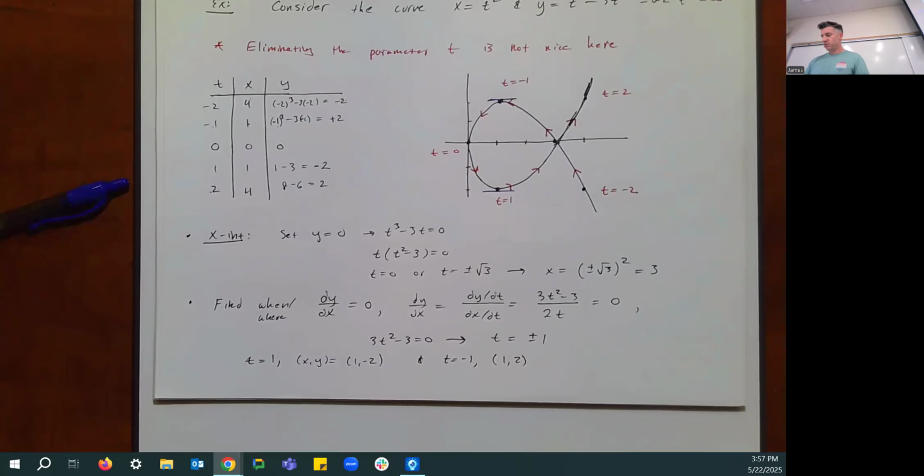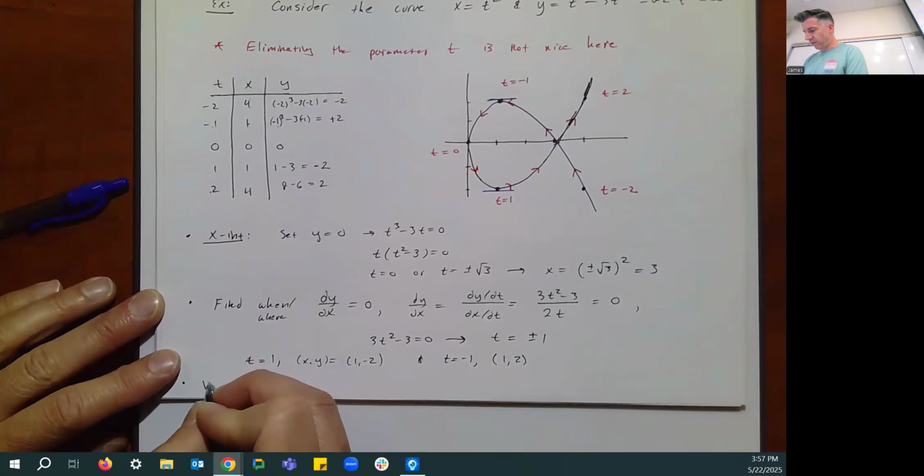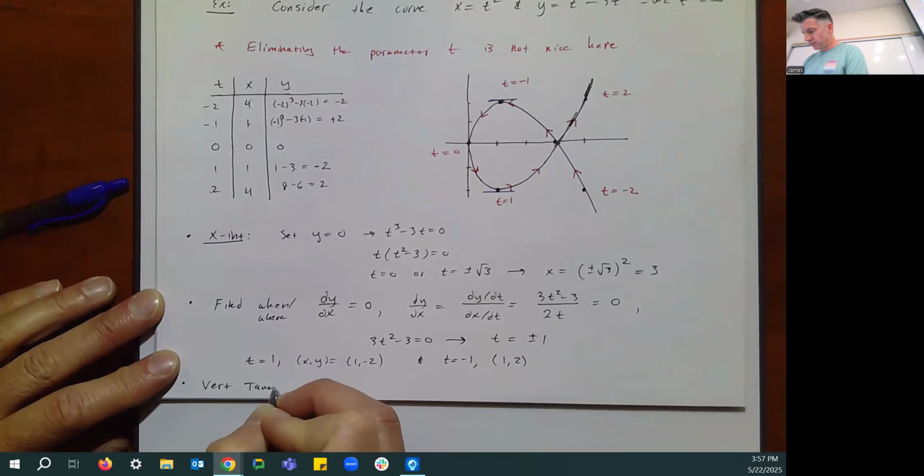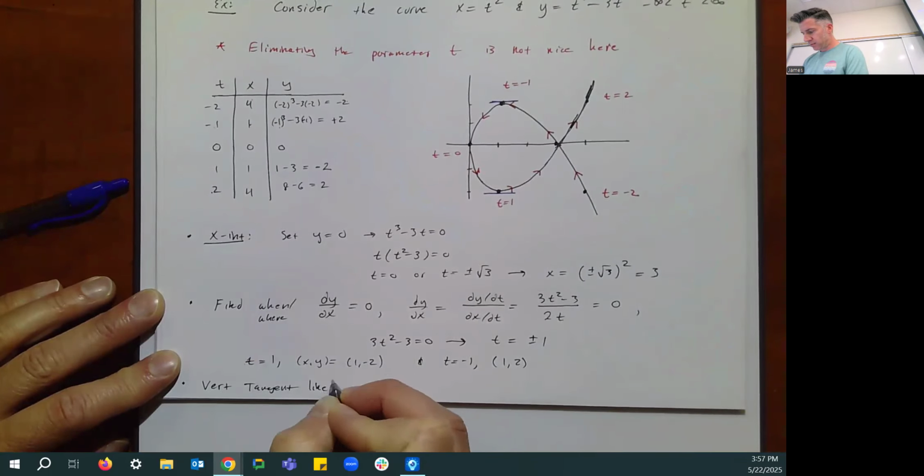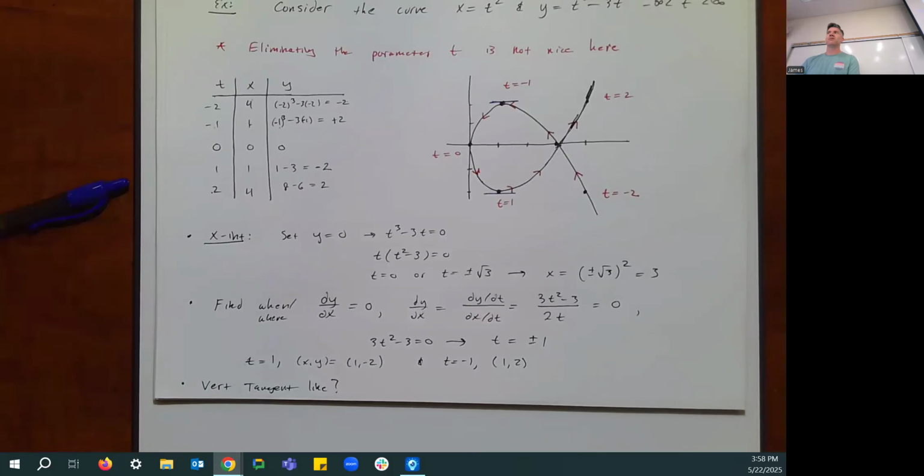What if I wanted to find where I had a vertical tangent line? Well, horizontal tangent lines have a slope of 0. Or I should say horizontal lines. Doesn't matter if they're tangents to anything or not. Horizontal lines have a slope of 0. Vertical lines have what kind of slope? You're not wrong. Undefined, right? The vertical line is the only type of line whose slope is undefined. Any other line has a slope that's a real number.